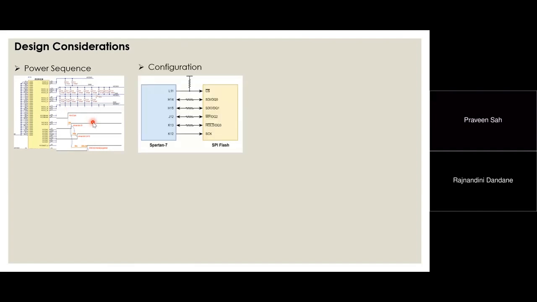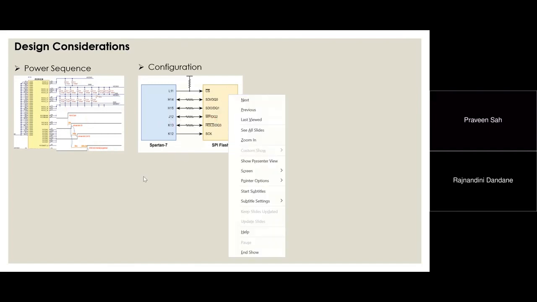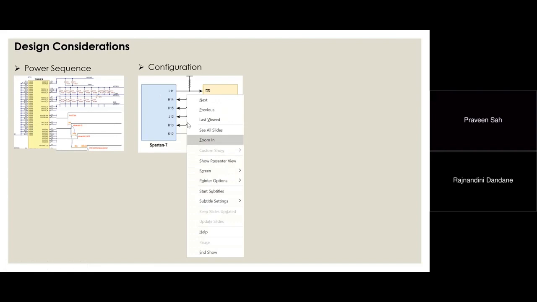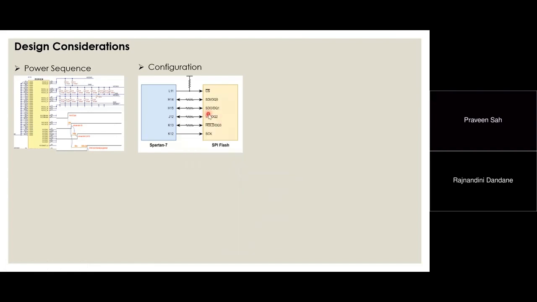You can see here, this is a power rail which goes high, then after some milliseconds, 5 milliseconds, this one goes high. This power sequence you have to have in your design, and you can achieve it using different design methodologies. Of course, you have to think about configuration, whether you are using a quad SPI flash or NOR flash, and how you are connecting to these FPGAs.